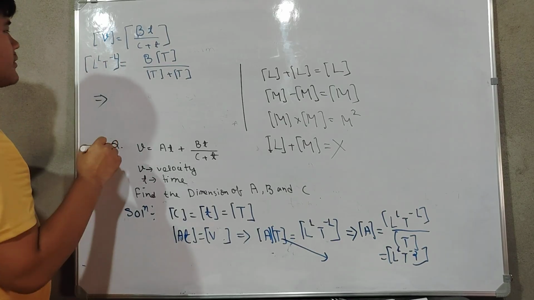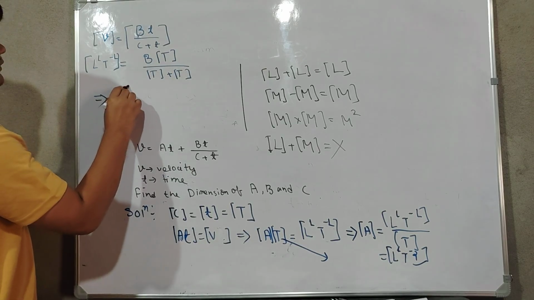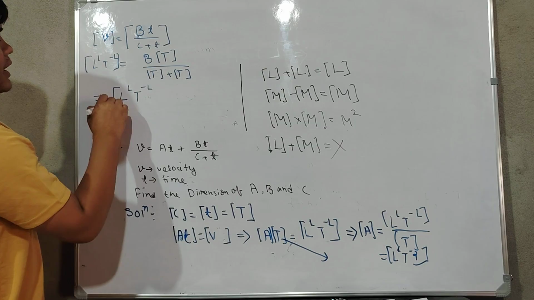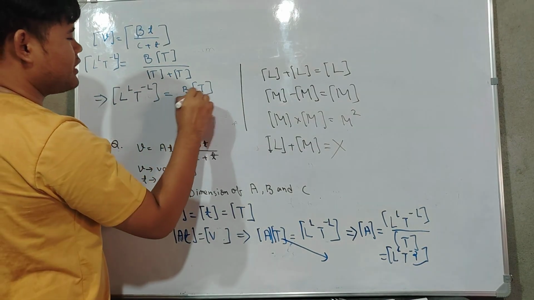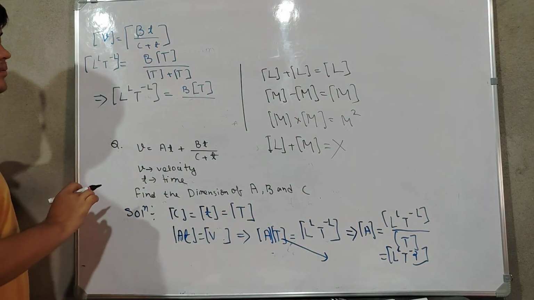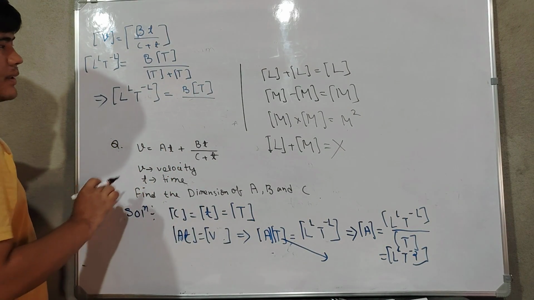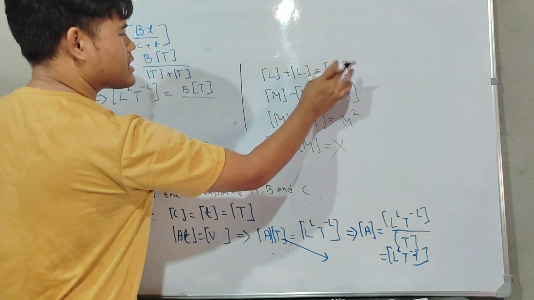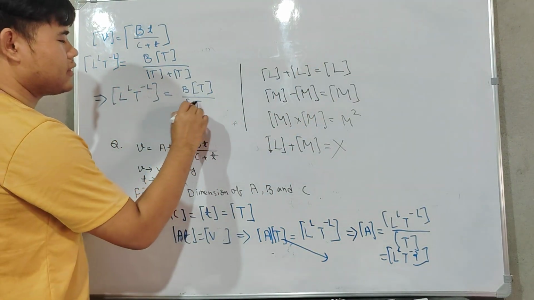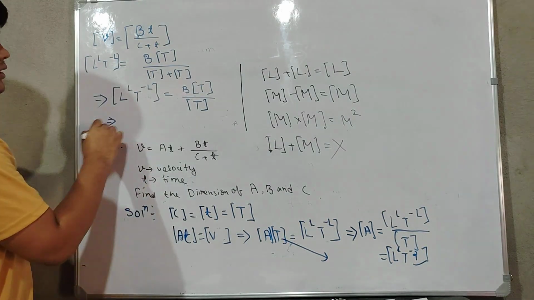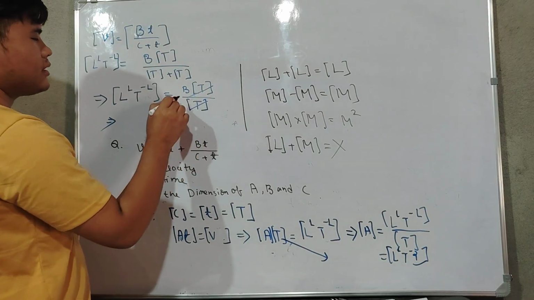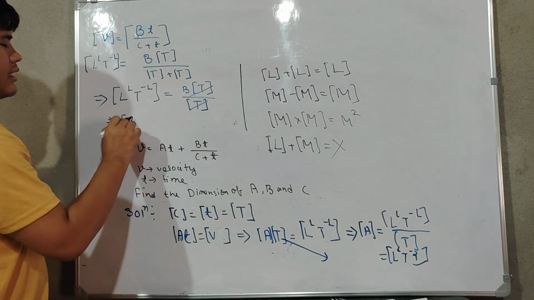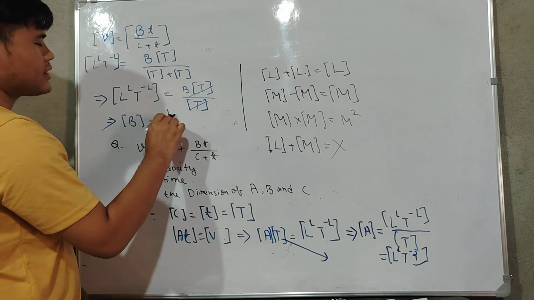So what will be this? L1 T to the power minus 1, and then B T. What does T plus T give? T only, right? So what will be the dimension of B? This cancels out, so B will have the dimension same as velocity.